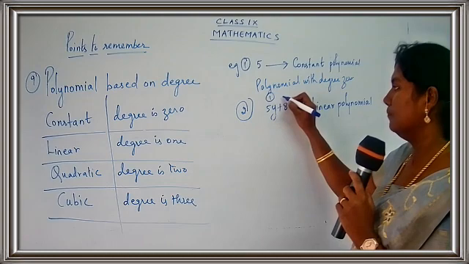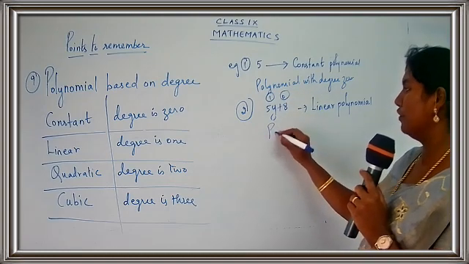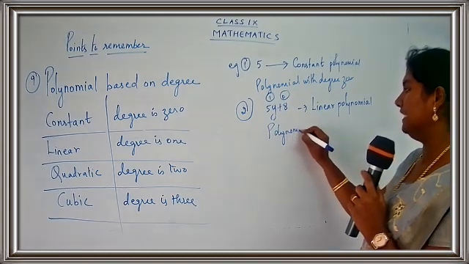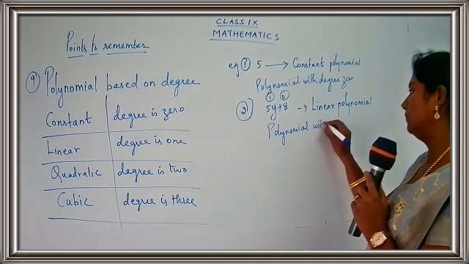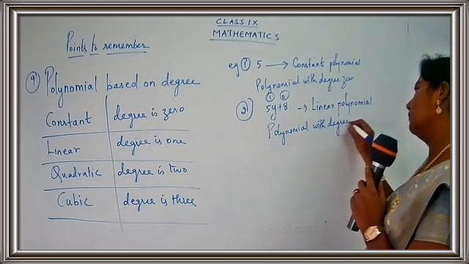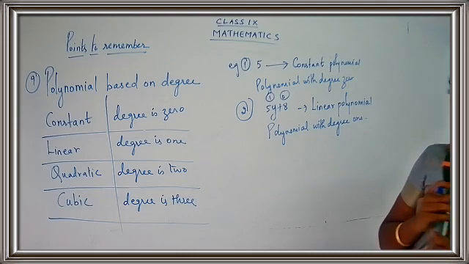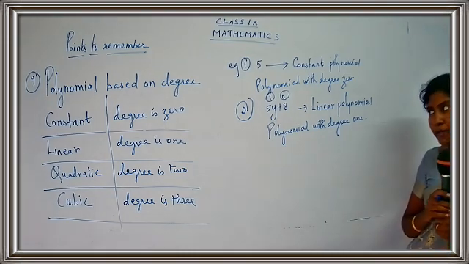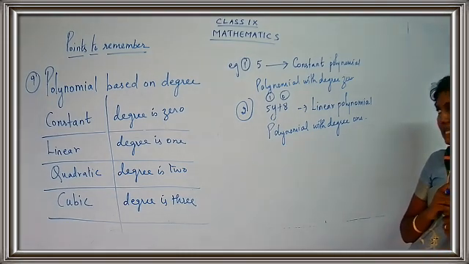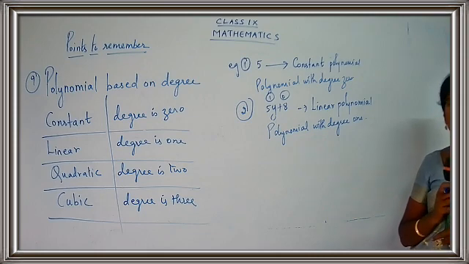One and put here 0. Write one polynomial with degree 1. So what is a linear polynomial? What is the definition for linear polynomial? The polynomial with degree 1 is called a linear polynomial.